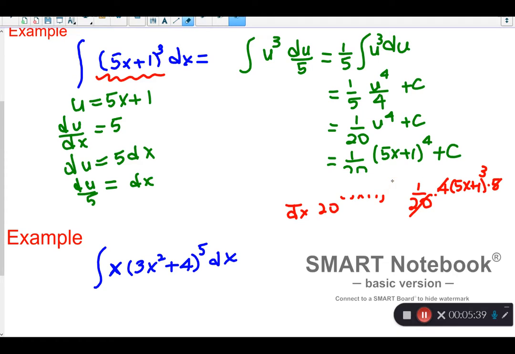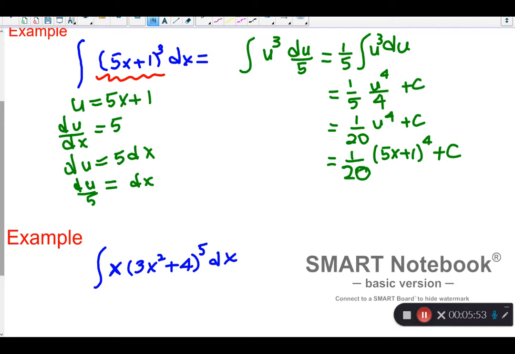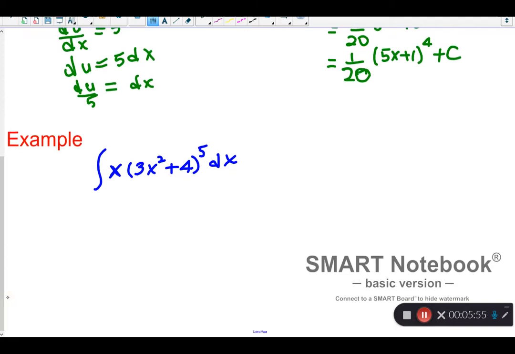So we have a method of finding the integral of a complicated expression, and let's try to apply it for another question. We're going to do several practice problems to see if we can really understand it. Okay, so let's take a look at the next one. Integral of x times 3x squared plus 4 to the power of 5 dx.